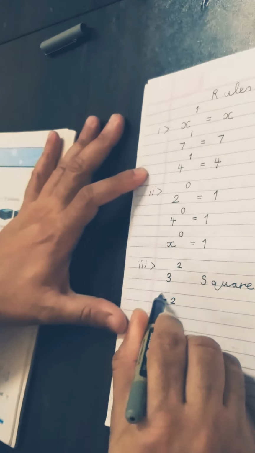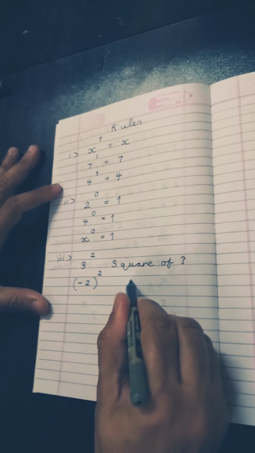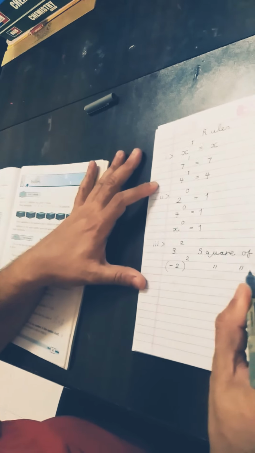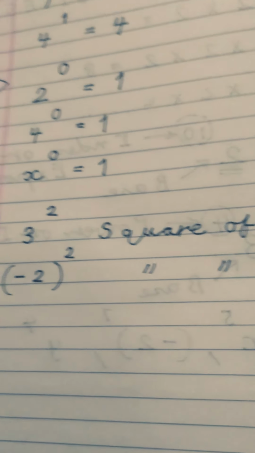Another example would be minus 2 raised to the power 2. What will we call it? We will call it as square of minus 2 or minus 2 squared.